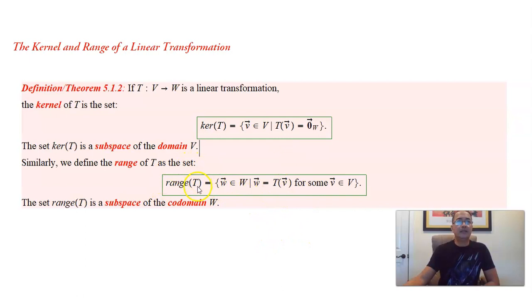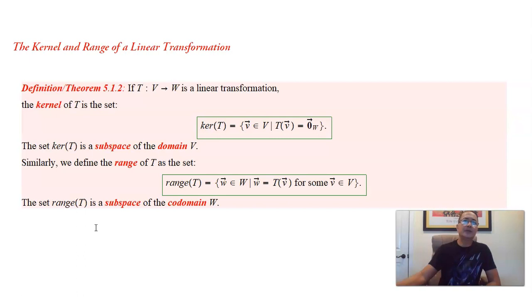Similarly, the range of T is the set of vectors w from the codomain such that w can be expressed as T of v for some v in the domain, capital V. So the range of T is a subspace of the codomain. That same equation, 0_W equals T of 0_V, tells us that the zero vector in the codomain must be a member of the range.